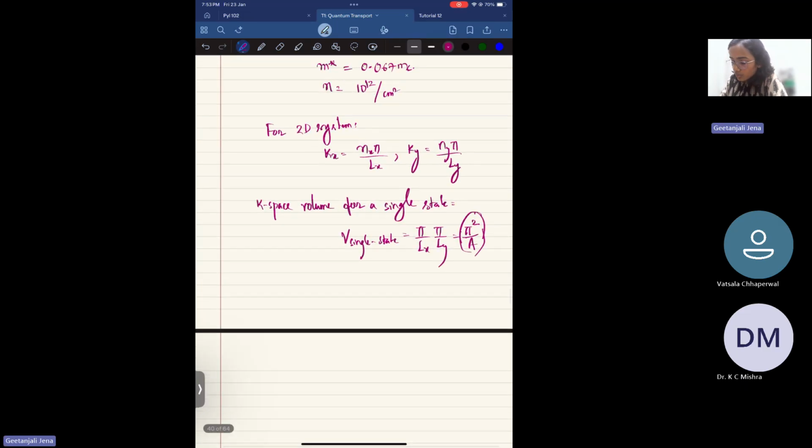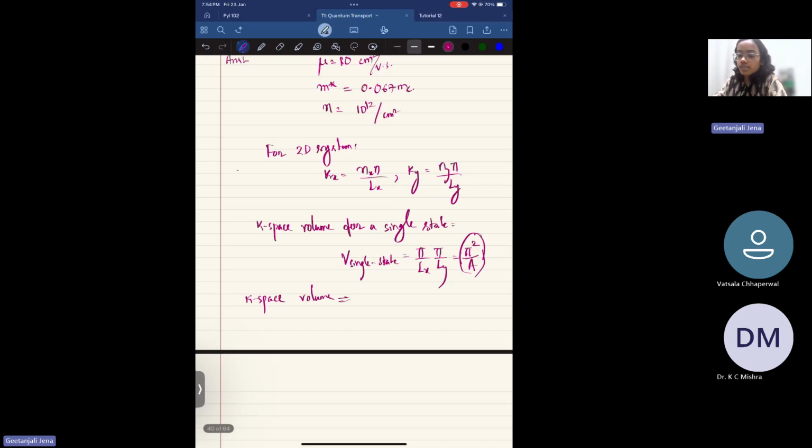Now the total k-space volume. It would be in 2D; in 3D we are considering a sphere and taking states up to kf, but in 2D this sphere we can take as a circle. So the total k-space volume is pi k square, or to be exact, pi kf square.